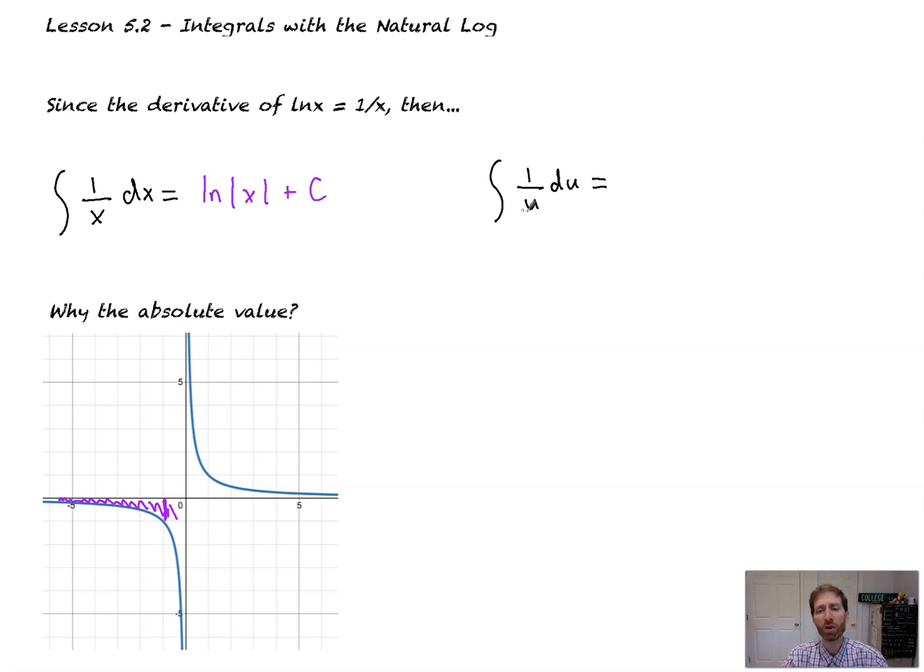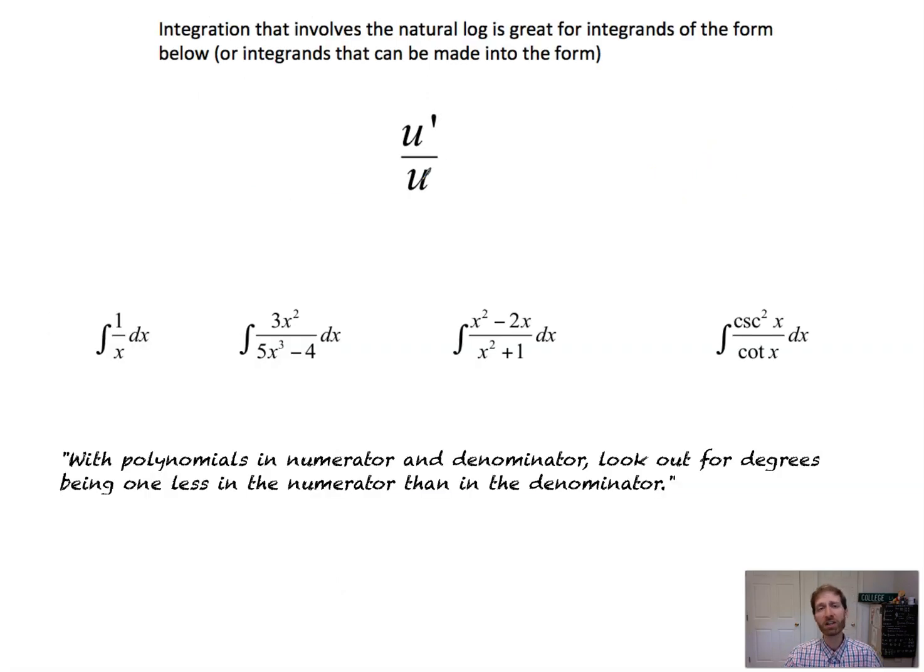All right, so what's the integral or the antiderivative of 1 over u? That would be ln of the absolute value of u plus c. That's all. That's all there is to it. You're going to be seeing, and I've got a little note here, a lot of u-substitution, right? That's what's going to be happening. So integration that involves the natural log is great for integrands that look like this. U prime over u, or 1 over stuff d stuff.